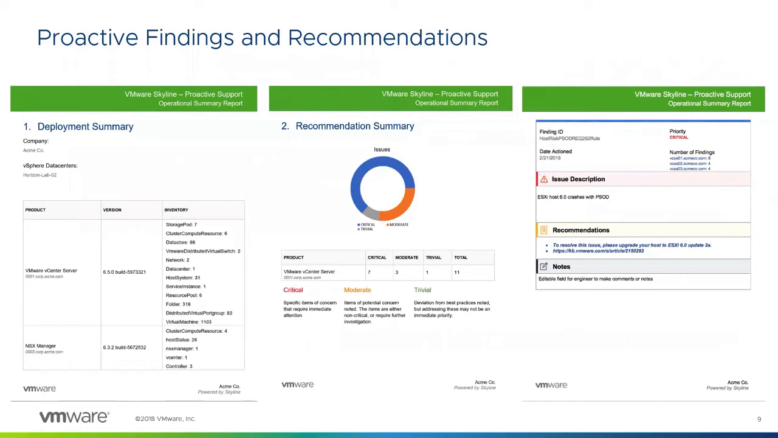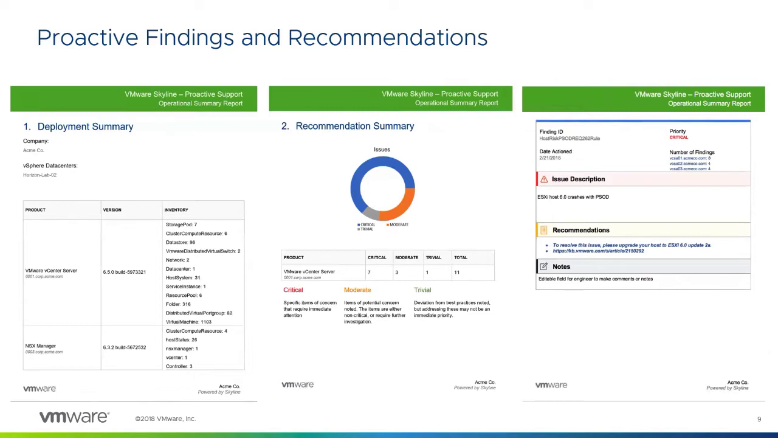The second section is the high-level recommendation summary, right? What are some of the critical issues that we found in the environment? What are some that are not so critical, and what are some of them which are trivial? So we just give you a high-level summary breakdown based on severity, based on things that we found in the environment.